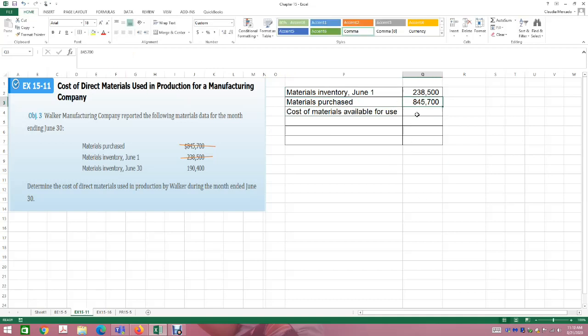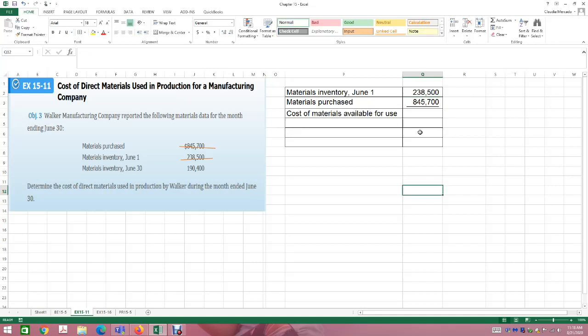Here we go. Okay, so I'm going to put an underline, and I'm going to add those two numbers together. My beginning material inventory plus the materials I purchased during the month, and I have $1,084,200. So that is how much I have available in materials in my warehouse, raw materials. Now at the end of the month, you have $190,400 left of materials in your warehouse. These are materials you have not used during the month. So you still have that left over in your warehouse.